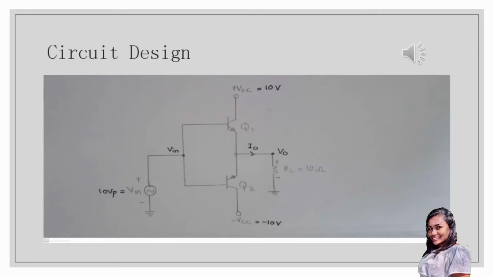In this video, I'm going to explain the circuit design and calculations for question 2. Let's see the circuit design of this question. This circuit is called a Class B amplifier. A Class B amplifier contains two transistors, one NPN transistor and one PNP transistor. The other elements of this circuit are RL and Vin. Vin for this circuit is 10 volts peak, VCC is 10 volts and negative VCC is negative 10 volts. RL is 10 ohms and I is equal to 1 ampere.